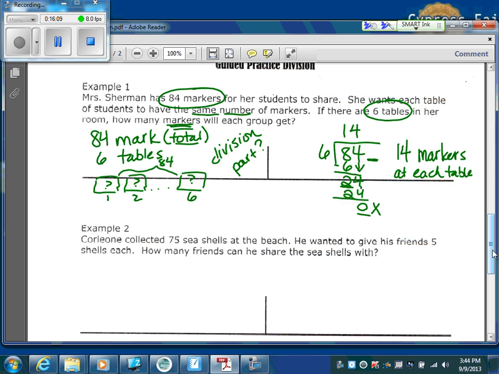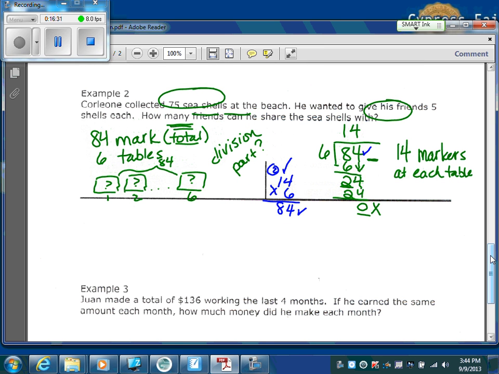And remember, we can always go back and check. Did I do it right? Here's my check. 14, my answer, times 6 should give us 84. So if I multiply, I get 84. It checks. I did the division correctly. Okay, go ahead and do number 2 on your own. Pause the video, and then come back and check it with me.